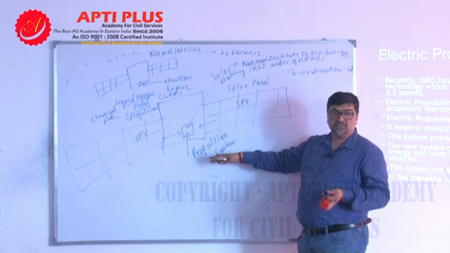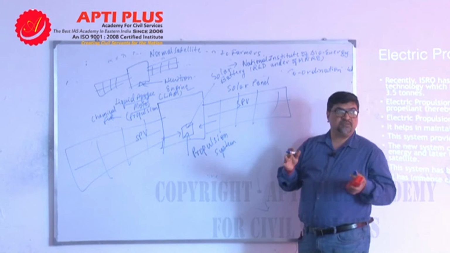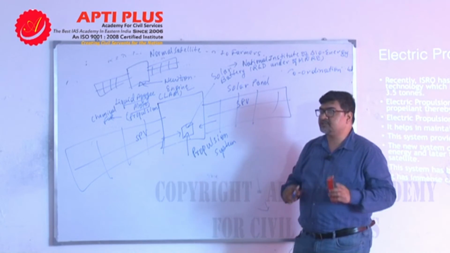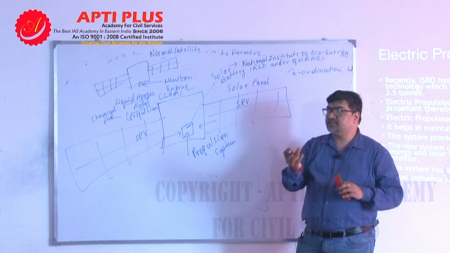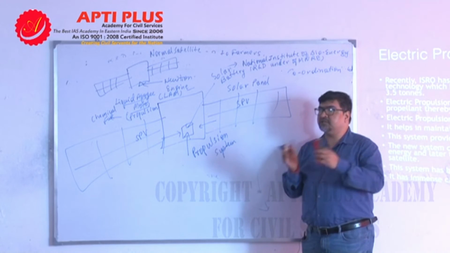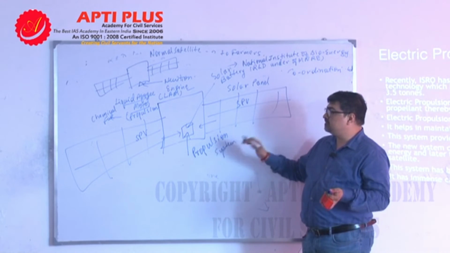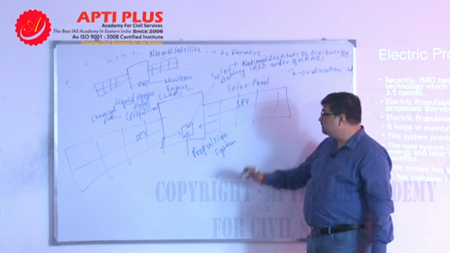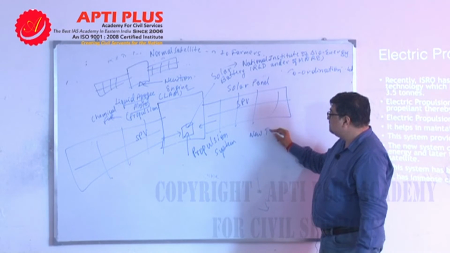An electric system is being installed, EPS, which will not use any fuel. And that I have explained in Hindi: it will not use any kind of chemical fuel. It will be propelled by electricity. That is what the replacement is, the new technology. So this is a new technology that ISRO is now developing.